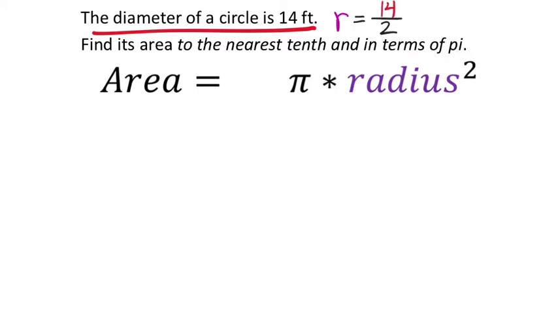14 divided by 2. Put this in the calculator. Use the n over d button, use the divide button. It's not going to matter. It's going to tell you the radius here is 7 feet. Okay, so we have 7 feet for our radius.